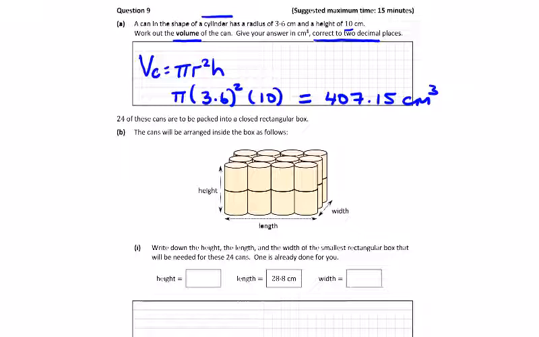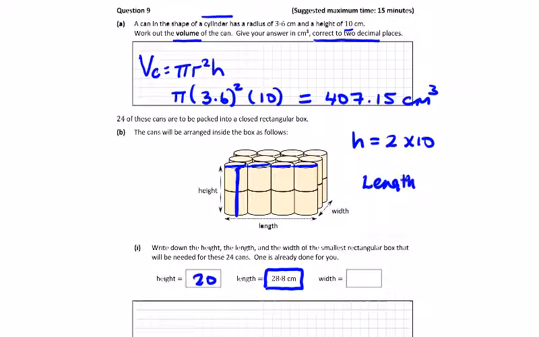24 of these cans are packed into a closed rectangular box, and they're arranged as follows. Okay, well, let's have a look. Height, length, and width. The length is given to us. Where does this 28.8 come from? How high are they? Well, the height of them is the height of 2 cylinders, so h is equal to 2 by 10. So the height is 20. The length is 8 radiuses. Just double check that. 8 by 3.6, 24 and 4.8 is 28.8. So yes, of course they're correct.